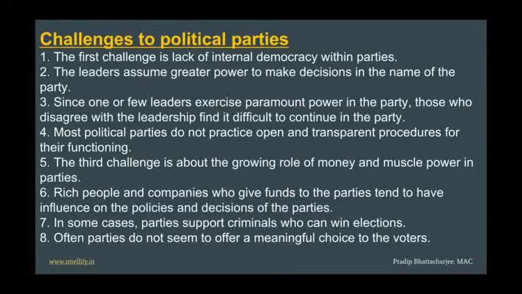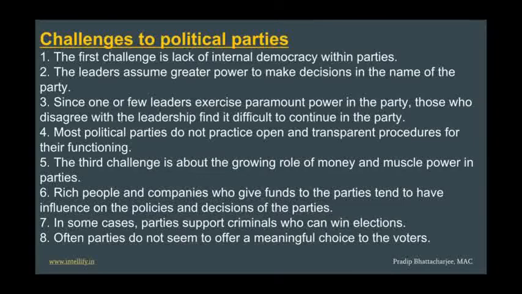The second challenge of dynastic succession is related to the first one. Since most political parties do not practice open and transparent procedures for their functioning, there are very few ways for an ordinary worker to rise to the top in a party.